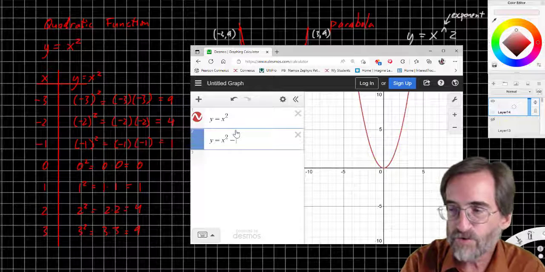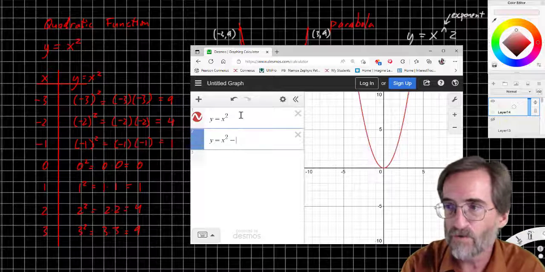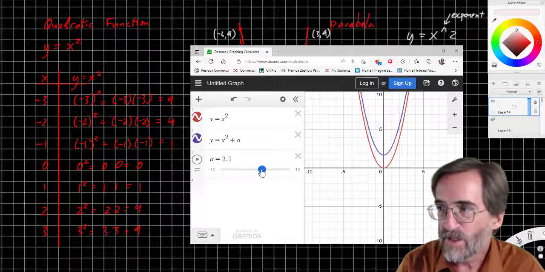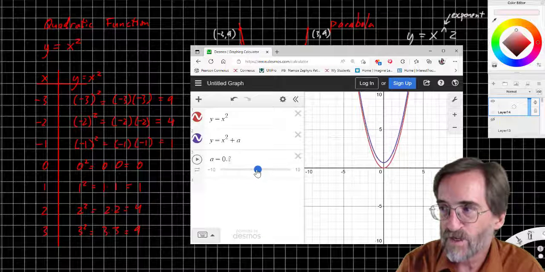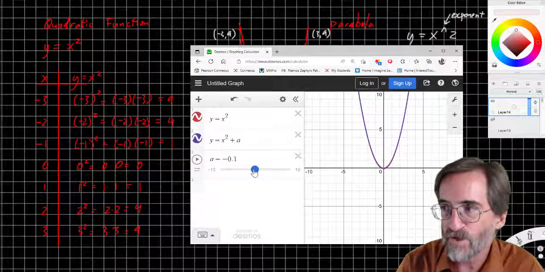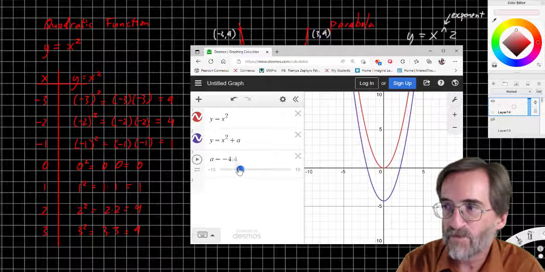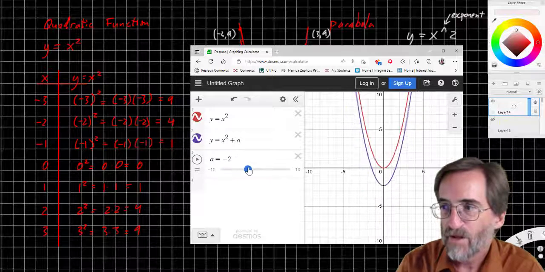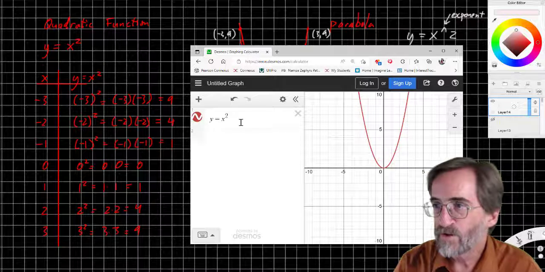What if I subtract 1, right? Then everything is shifted lower. So let's do plus A. And you can see as A moves up, it goes up. As A gets smaller, it goes down until we reach 0 when it's the same shape. And then when it's negative, it's going down, but it's not flipped. This number doesn't flip it. Okay? All right?